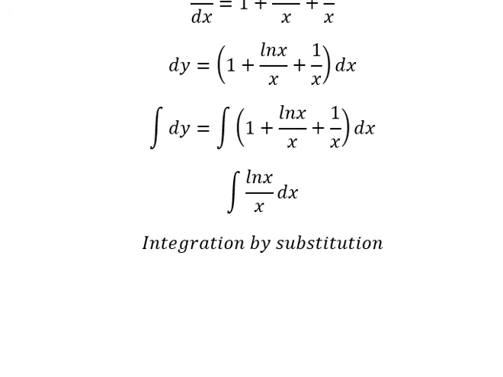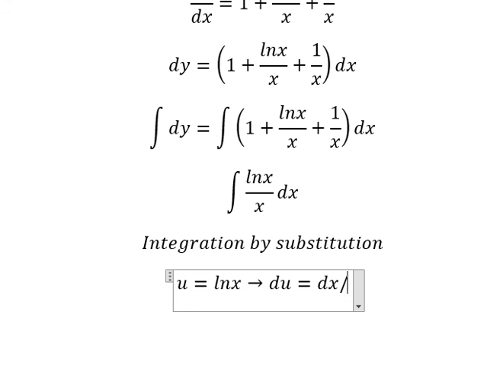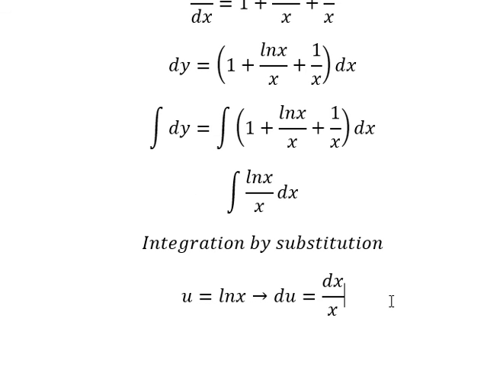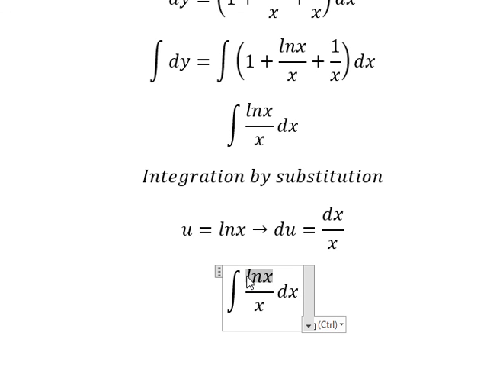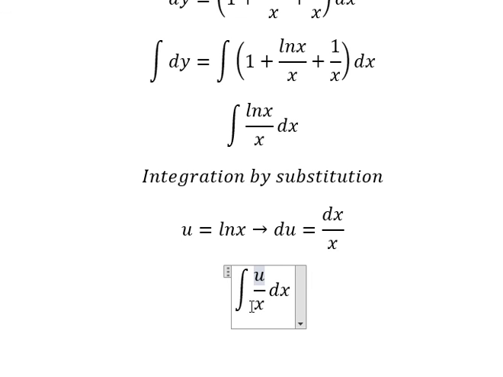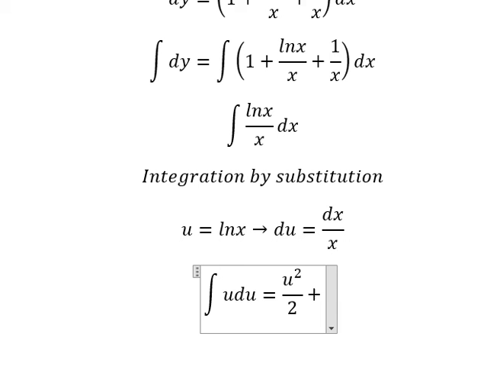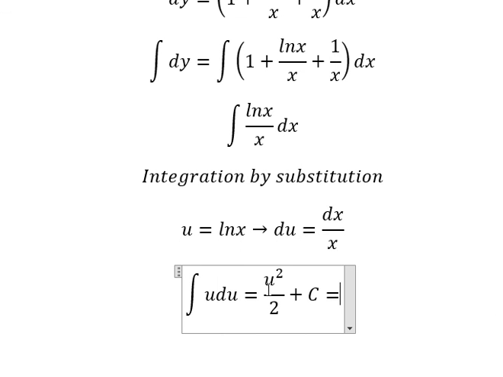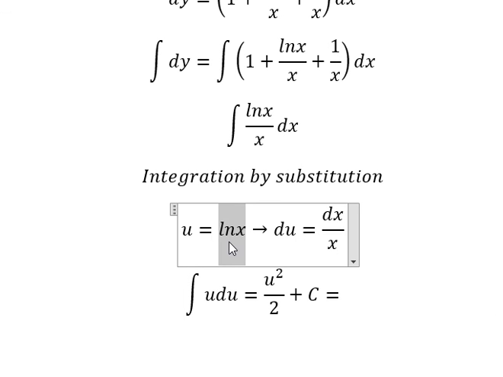So I will put u equals ln x. Later we take the first derivative for both sides, and we get du equals dx over x. This one we change by u. dx over x we change by du. The integration of u gives u squared over 2, and I will put c. About u, that is ln x.